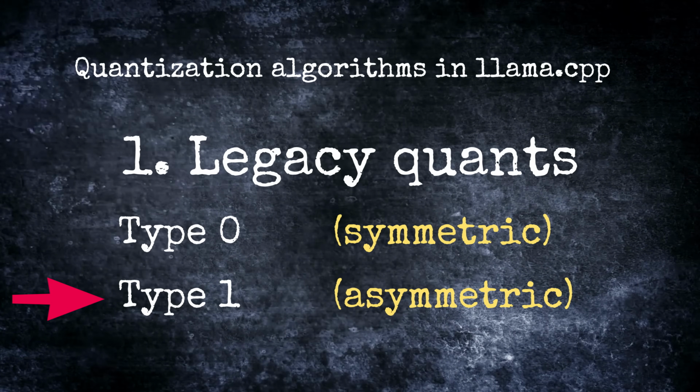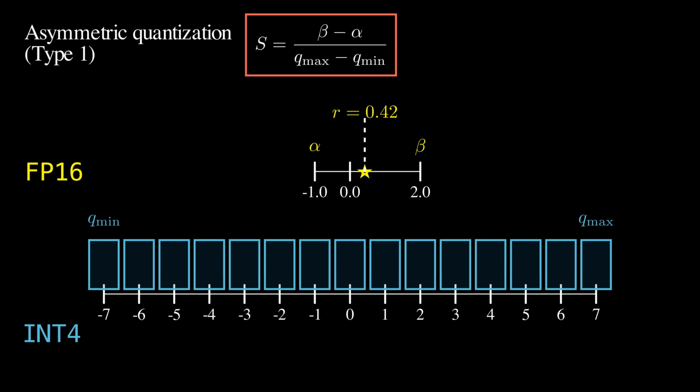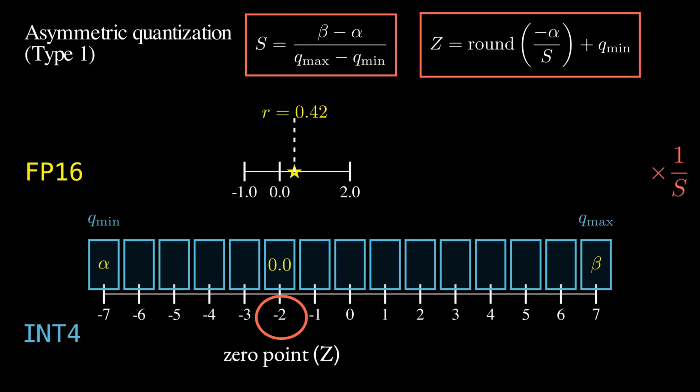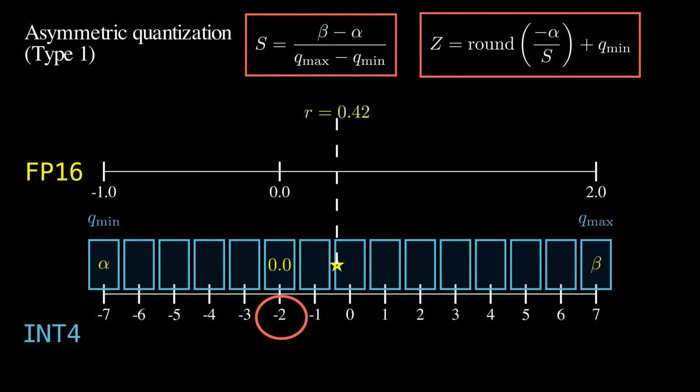This is where type 1 quantization comes in. To fully use the available bins, it maps the minimum alpha to the leftmost bucket and the maximum beta to the rightmost. In our example, where weights go from -1 to +2, the floating point value 0 sits about 1/3 of the way in, landing in bucket -2. This bucket is called the 0 point and is denoted by z. Z can be computed from alpha, s, and the integer boundaries, and it serves as an alignment offset. It tells us how much to shift left before rescaling the float interval.